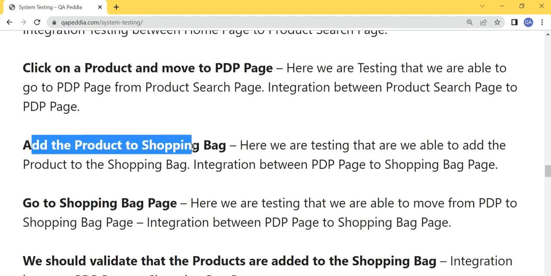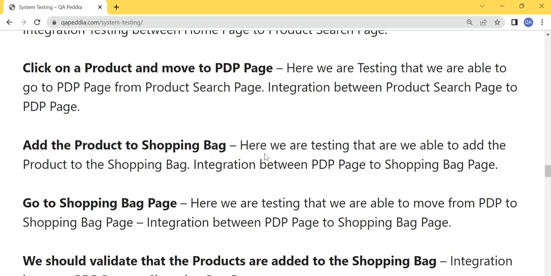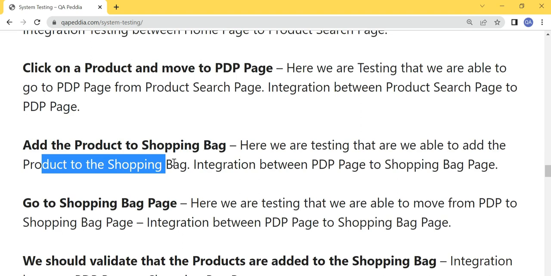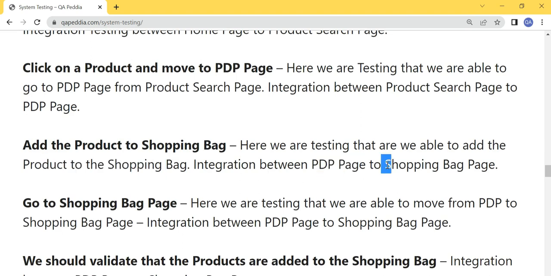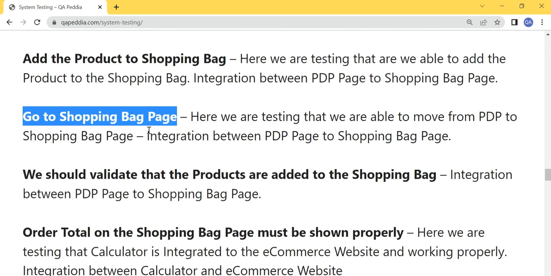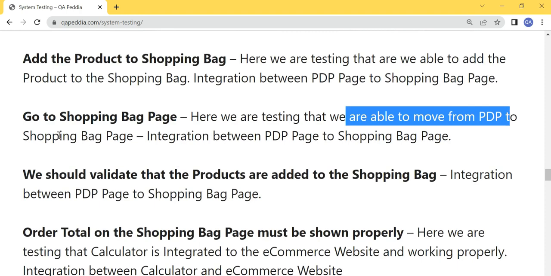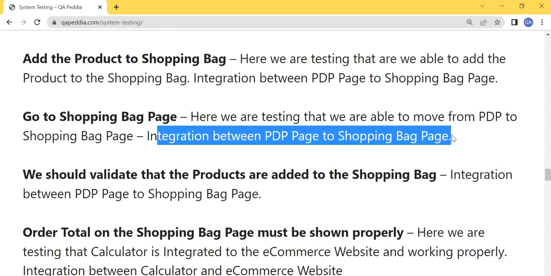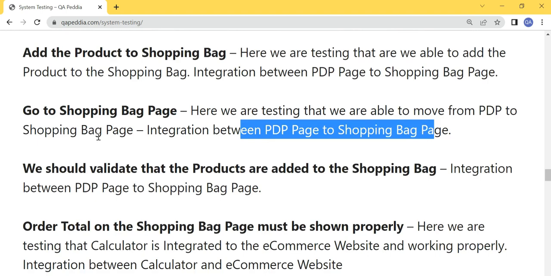Then add the product to shopping bag. So here what will happen? We are going to add. We are testing whether we are able to add a product to the shopping bag or not. So we are testing integration between PDP and shopping bag. On the product details page, we will click on add to bag, and then the product should be added to the shopping bag page. Again, suppose we click on the shopping bag icon to go to the shopping bag page, then what we are testing is whether we are able to move from the product details page to the shopping bag page or not. So again, integration testing between PDP and shopping bag page.